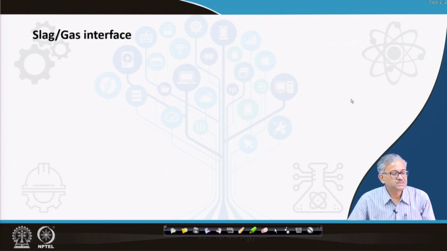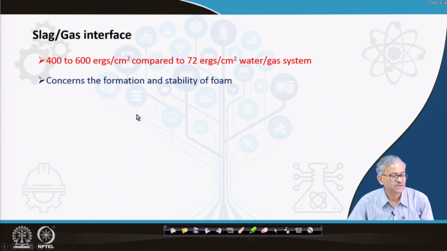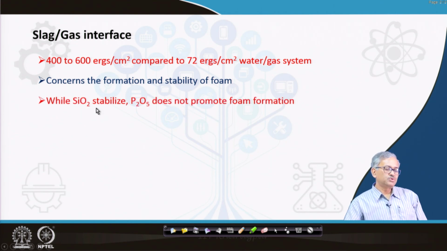Another thing you can consider now is the slag gas interface. The slag gas interfacial tension is also not very low, about 400 to 600 dynes per centimeter. If you compare this value to 72 dynes per centimeter for the water gas system, you can see that is also quite high, and it concerns the formation and stability of the foam. It has also been found that SiO2 stabilizes the foam, whereas P2O5 does not promote foam formation. P2O5 does not form foam, while SiO2 stabilizes the foam. That is important.